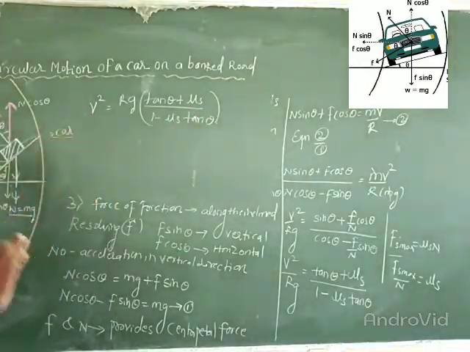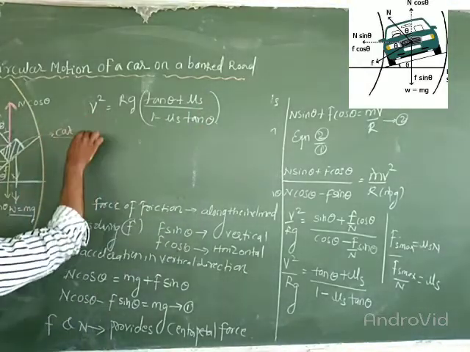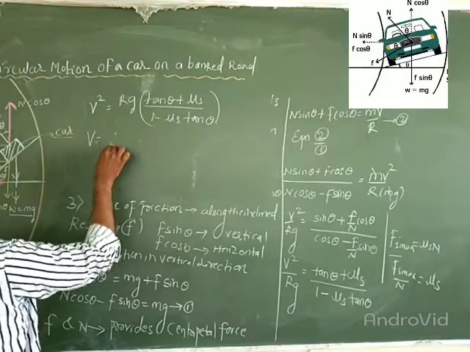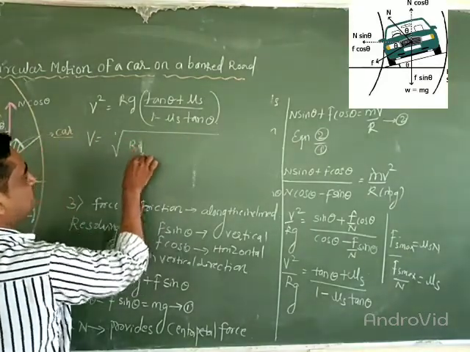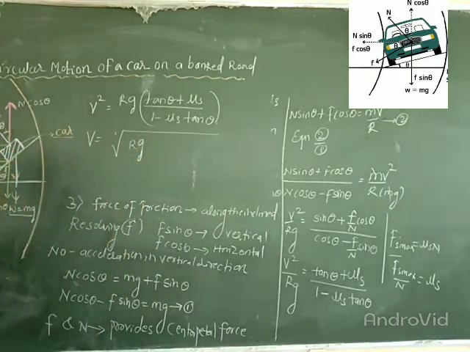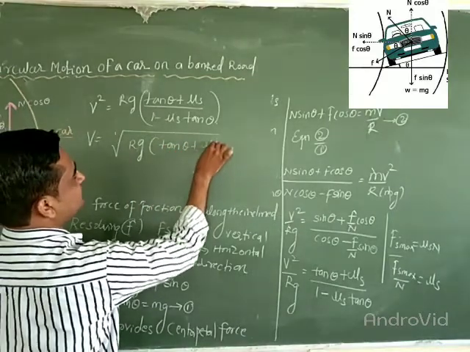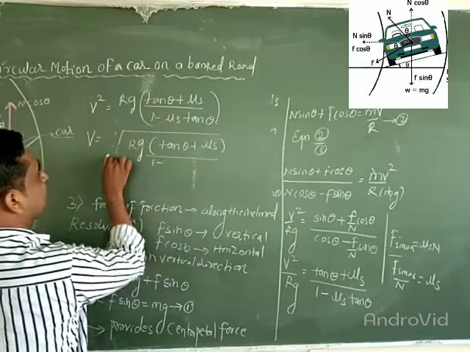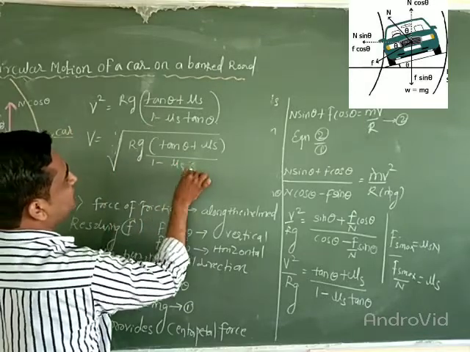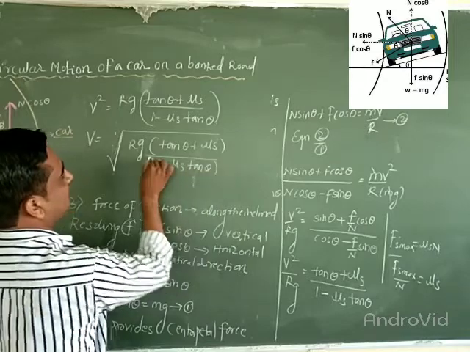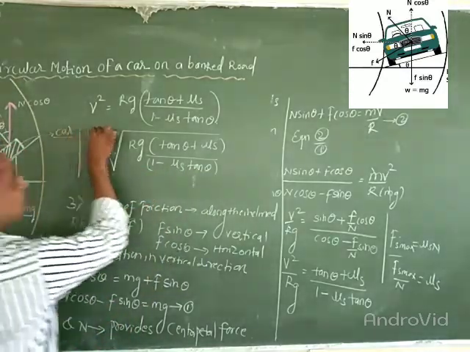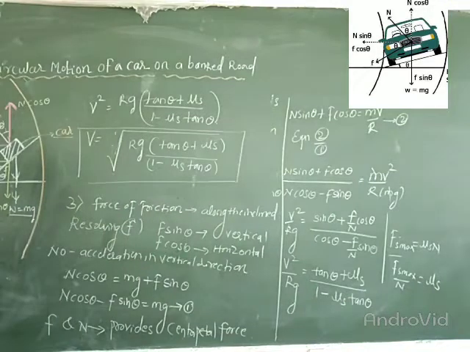Now we want the maximum safe speed of a vehicle on a banked road, right? So V is equal to square root of R into G, where R is the radius of the curved path, into (tan theta plus mu s) divided by (1 minus mu s into tan theta), right? So this is the maximum safe speed of a car moving on a banked road, the expression we have got here.